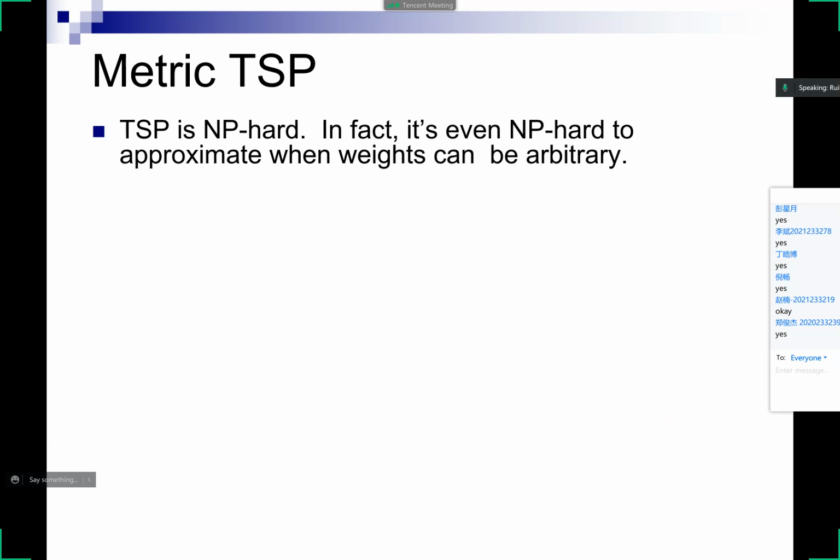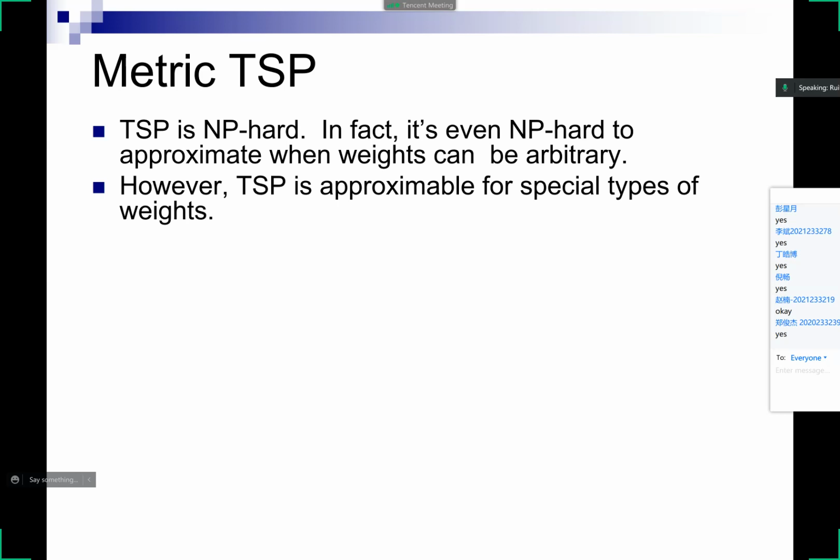So today we're going to see a 1.5 approximation. But if you don't make any assumptions, then you can't even get a 10 approximation or a 100 approximation or even a billion approximation. That means that even if you try to just find a solution which is only 1 billion times as large as the minimum possible solution, it is still NP hard to do that if you don't make any assumptions.